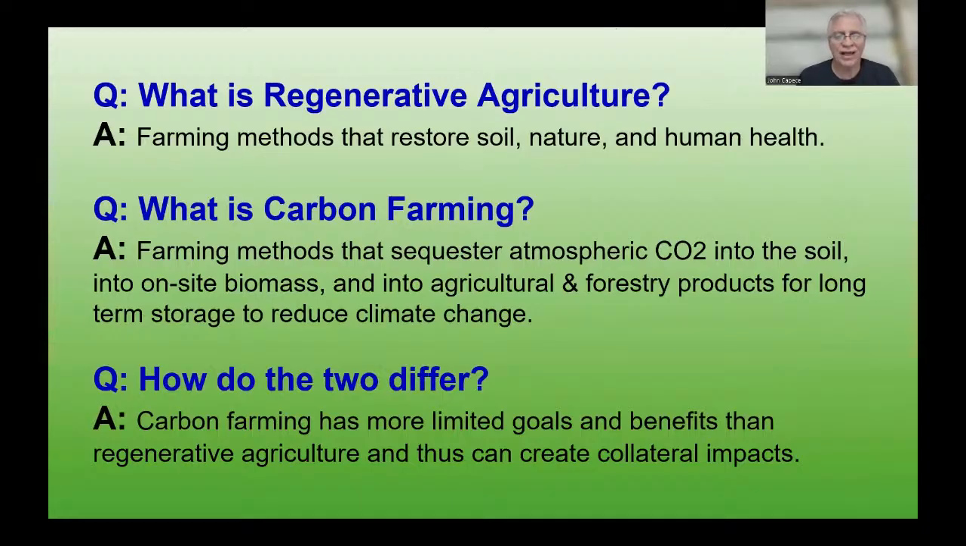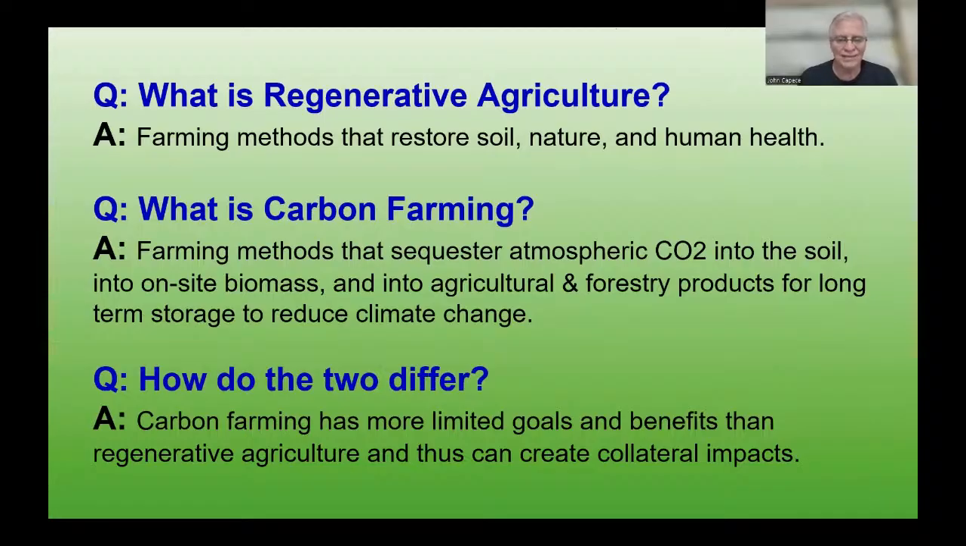Next, how do we define a similar term, carbon farming? Well, carbon farming refers specifically to farming methods that sequester atmospheric carbon dioxide into the soil, into on-site biomass, and into agricultural or forestry products for long-term storage. The explicit overarching goal here is to reduce climate change by removing CO2 from our atmosphere and locking it away safely. So how do the two differ?